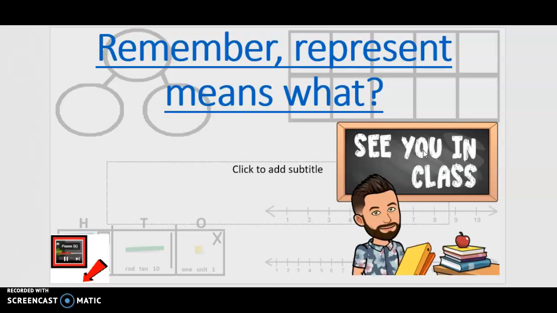Alright class, we're done for the day, but remember, represent means what? Be thinking about that as you go into your learning tomorrow and then the next day with your teacher, okay? Thank you. Have a great day.